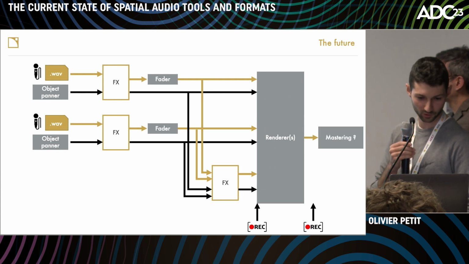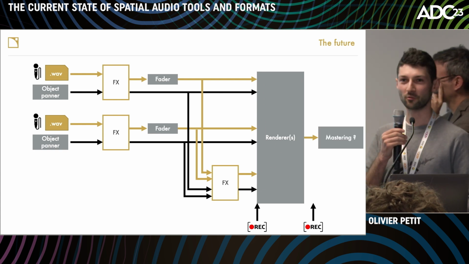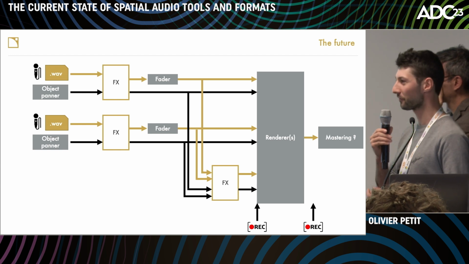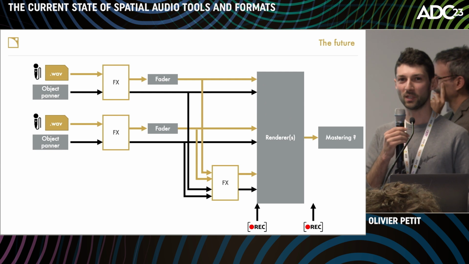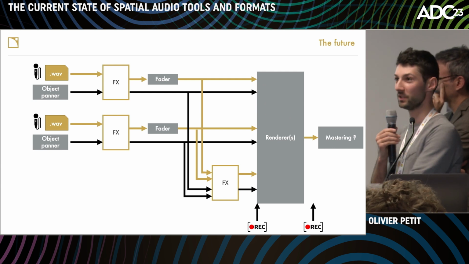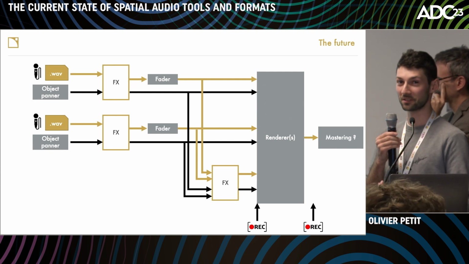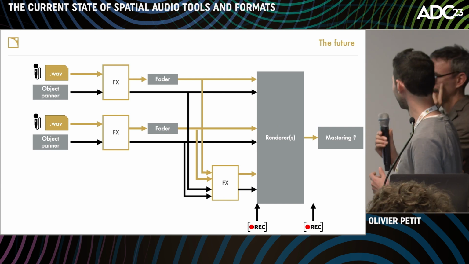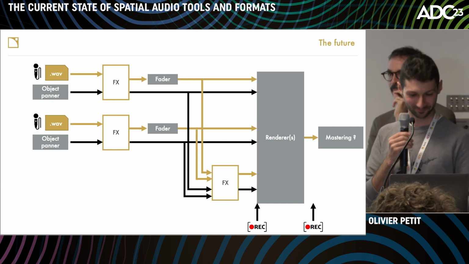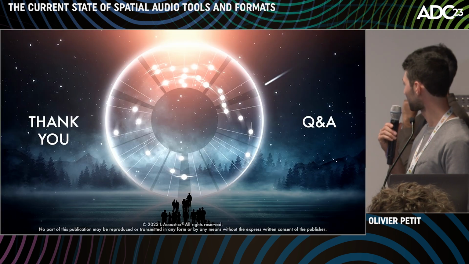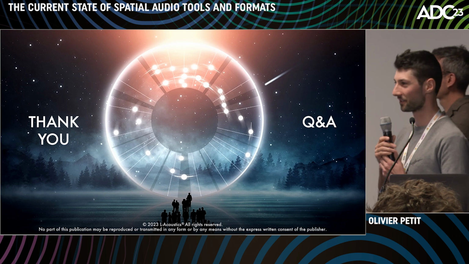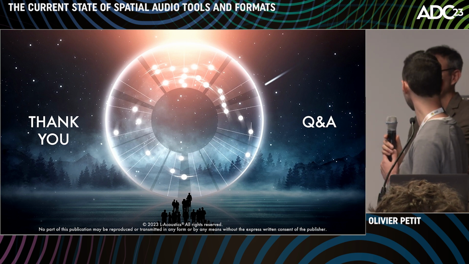So that's what this block was for. How do we do mastering? I have no clue. Is there a way for content providers to specify in their mix a mastering chain that needs to be processed at runtime on device? I think we're far from that. But maybe one day. And that's basically where I'm going to stop. So thank you for listening. And now is the time for question and answers.